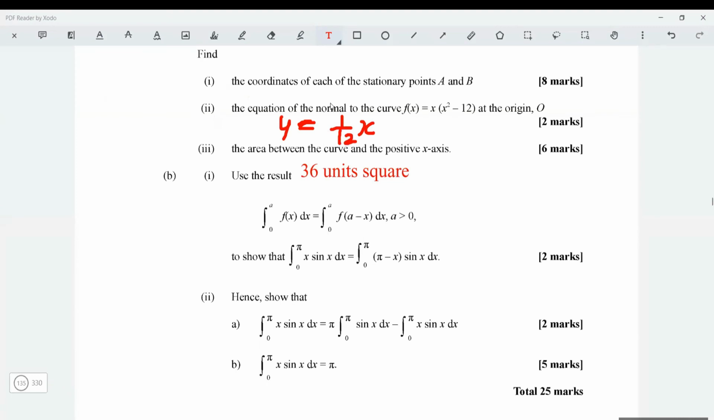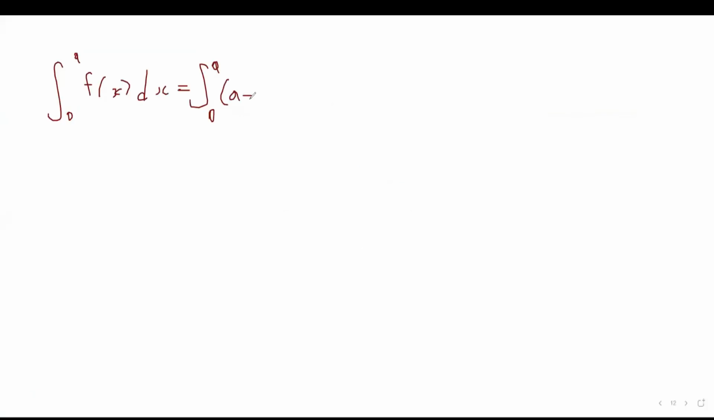F of a minus x, sorry, f of a minus x. F of a minus x. All right, this one might have a little spice to it, we don't know yet. We're going to use this rule to answer the question.